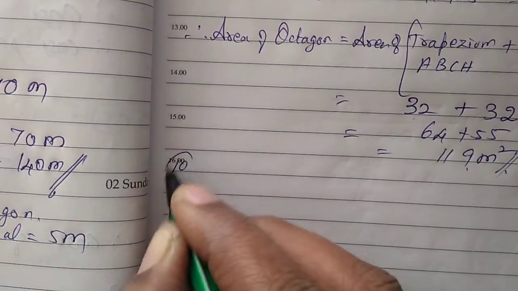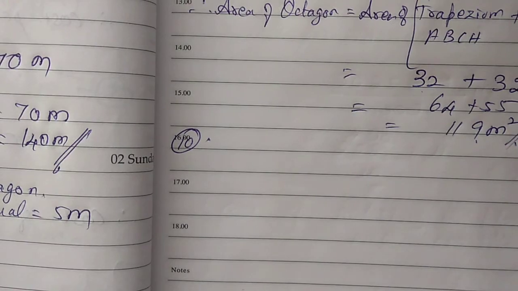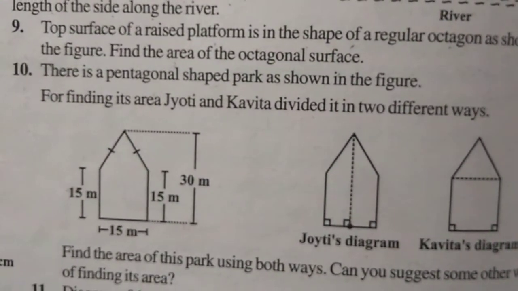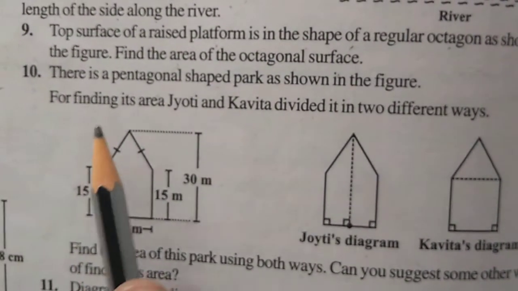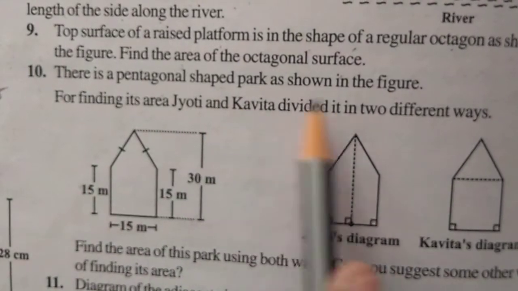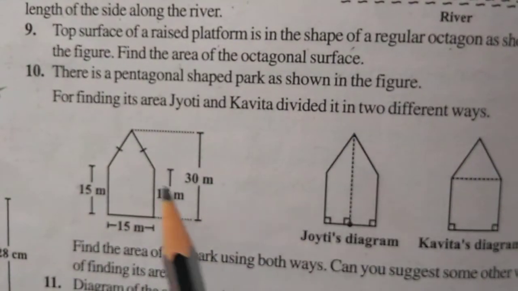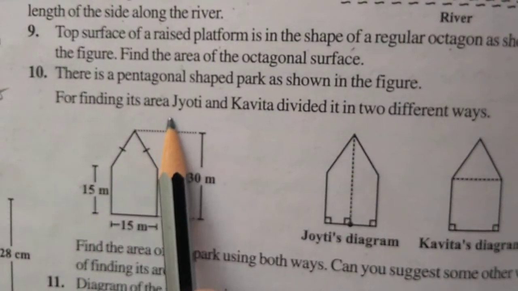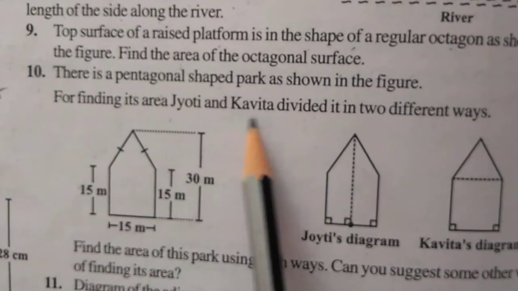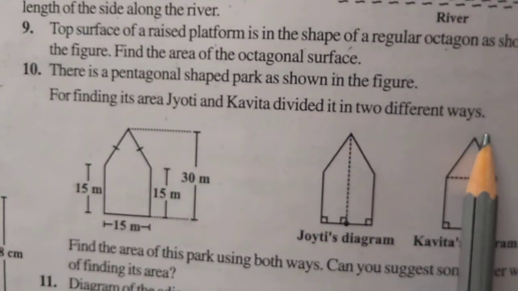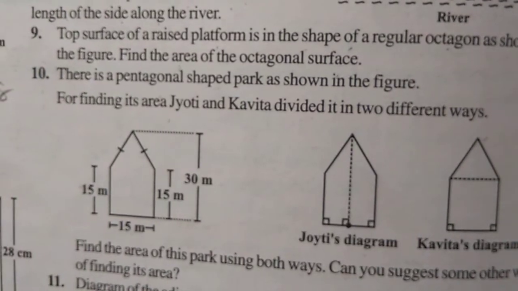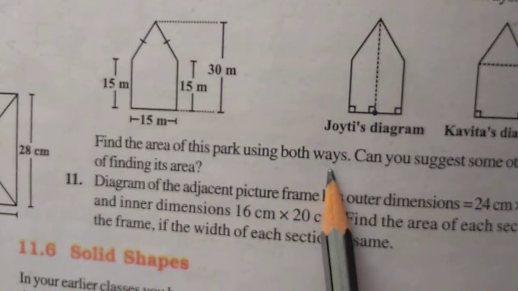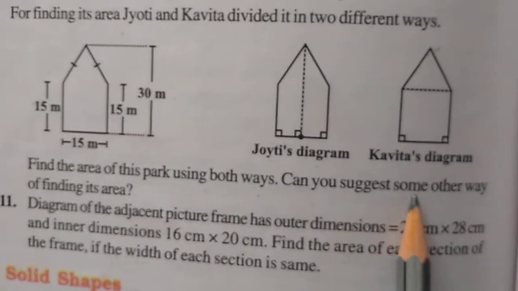Now we'll do question number 10. There is a pentagonal shaped park as shown in the figure. For finding its area, Jyoti and Kavita divided it in 2 different ways. Find the area of this park using both the ways. Can you suggest some other way of finding its area? So what is given?